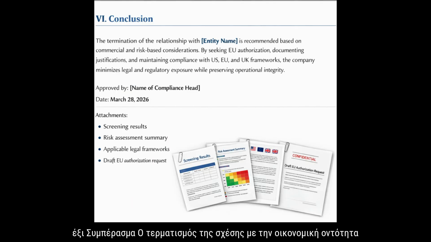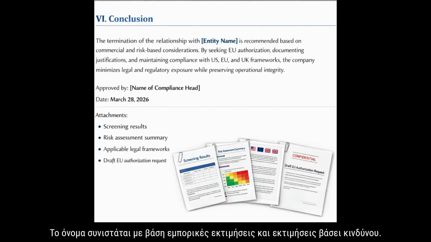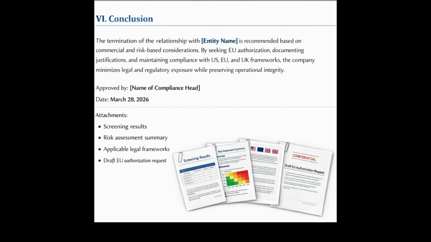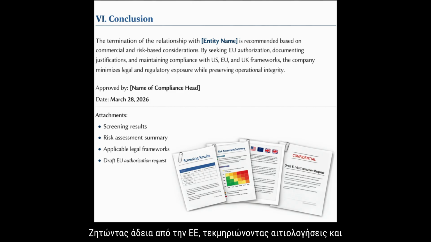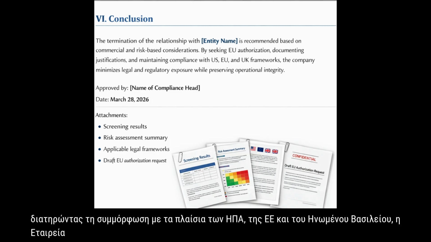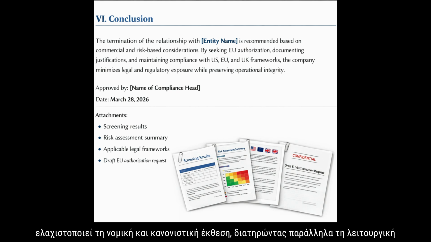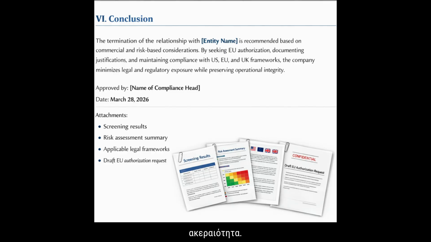6. Conclusion: the termination of the relationship with entity name is recommended based on commercial and risk-based considerations. By seeking EU authorization, documenting justifications, and maintaining compliance with US, EU, and UK frameworks, the company minimizes legal and regulatory exposure while preserving operational integrity.